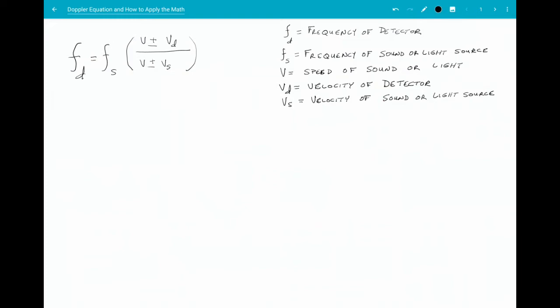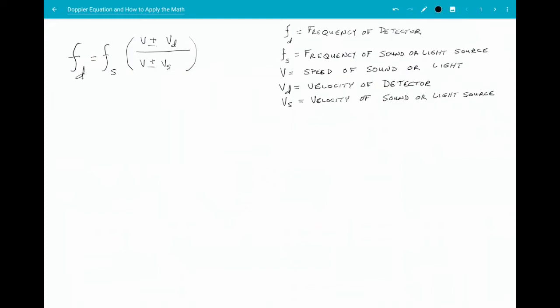So here we go. Normally when you go online or look in your textbook, you'll see the frequency of the detector, f sub d. That detector is either your ear, a microphone, anything that picks up the frequency. F sub s is the source. That could be a light source or a sound source. It doesn't matter. Doppler applies to both light and sound.